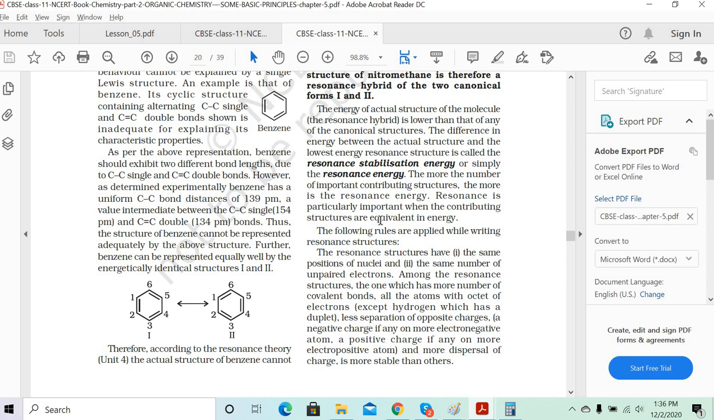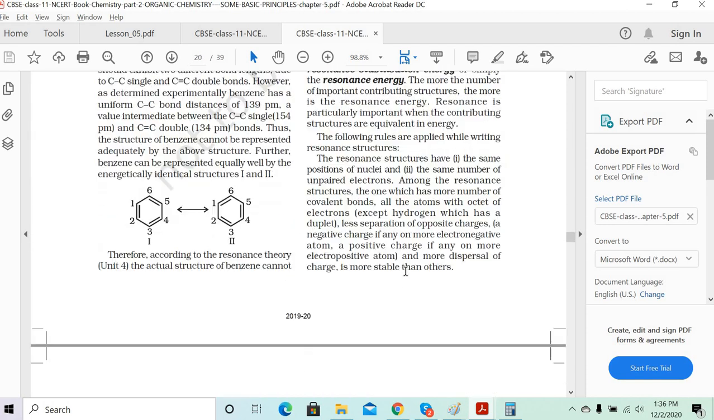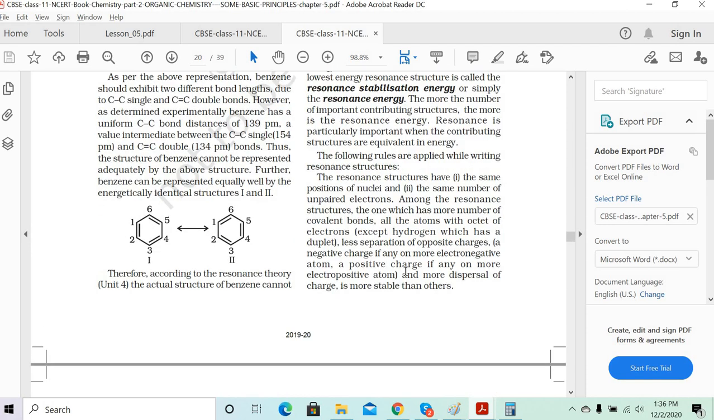Which you have done. You have written this part now. Resonance stabilization, have you done? Okay, good, excellent.